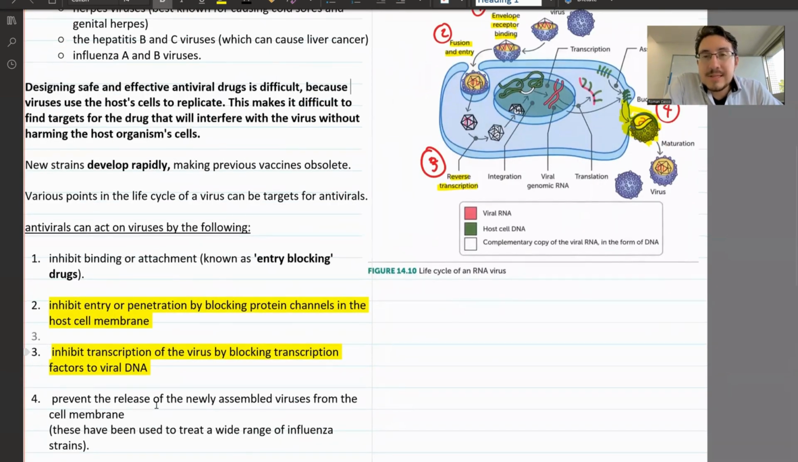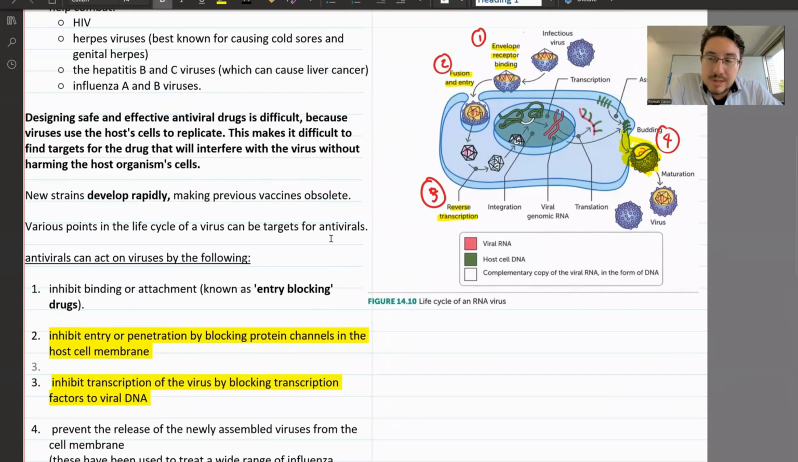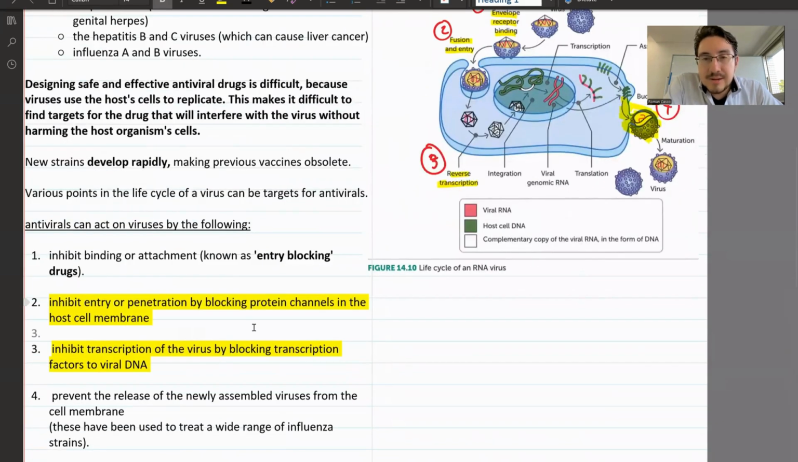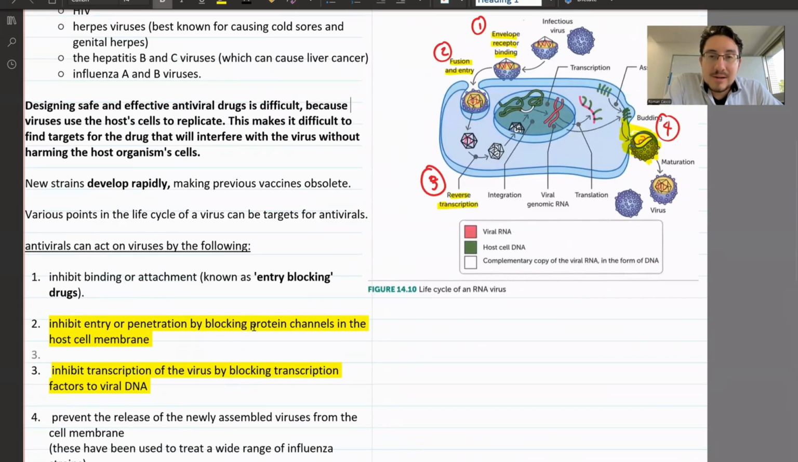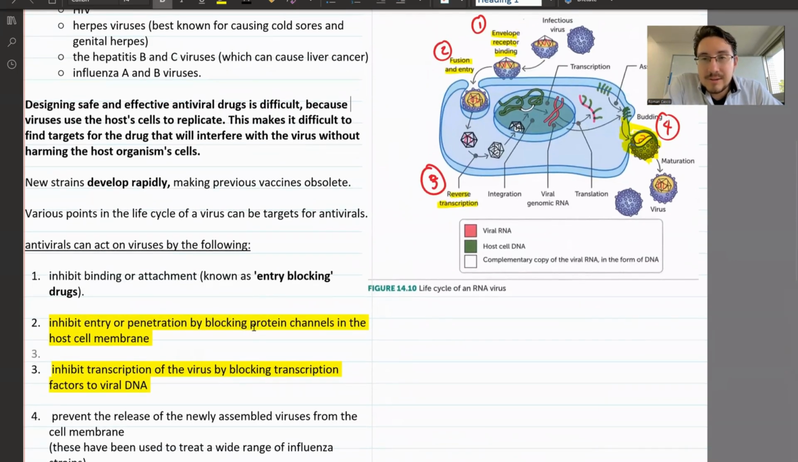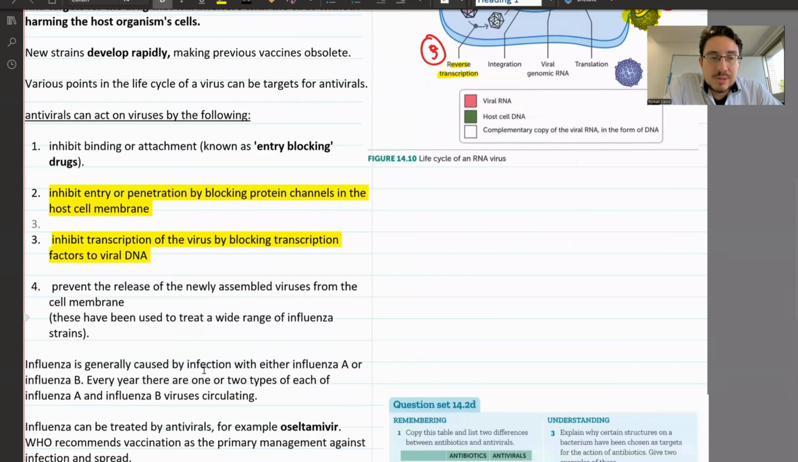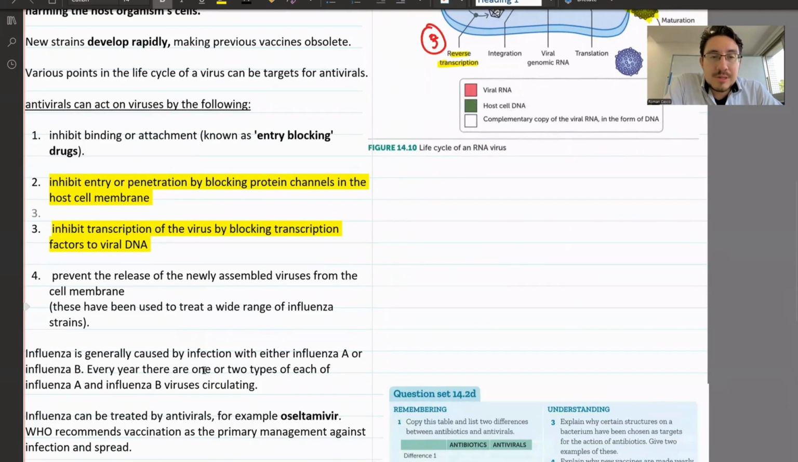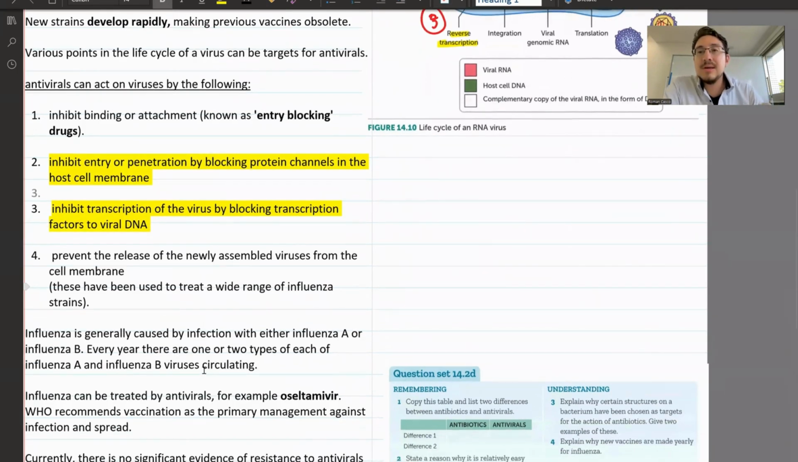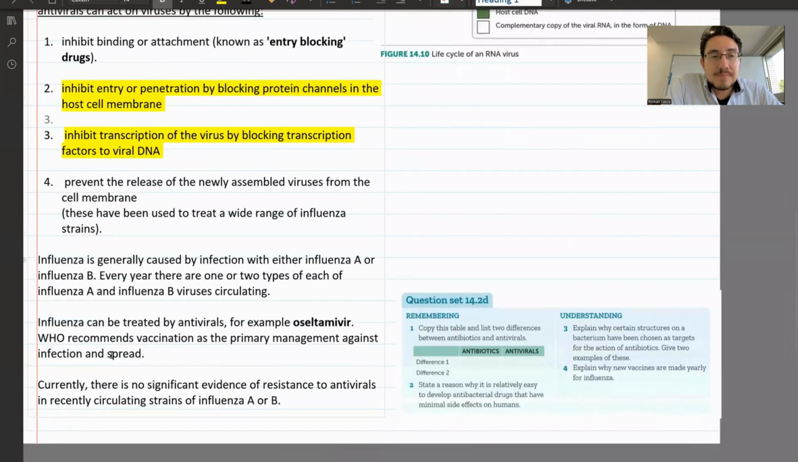So let's say the DNA managed to get inside the host genome, right? Okay, that's fine. But maybe you can block the transcription of the viral DNA, so it doesn't produce all the components of the virus to make more viruses. So by inhibiting transcription, you could inhibit new populations of viruses forming.